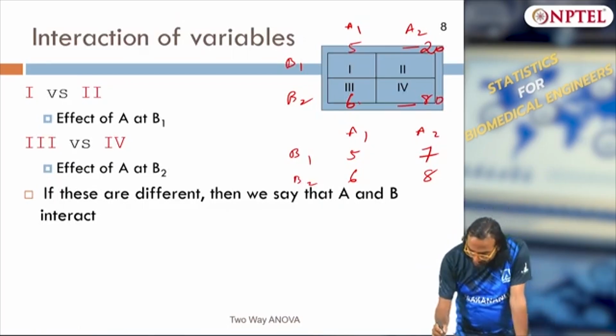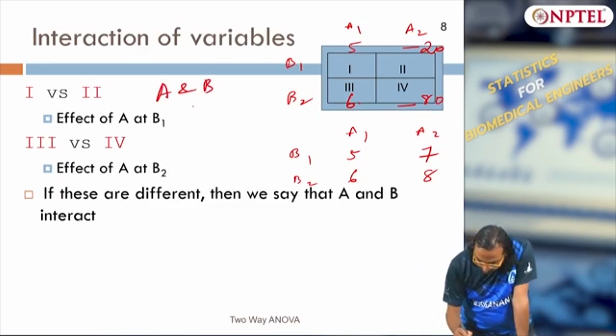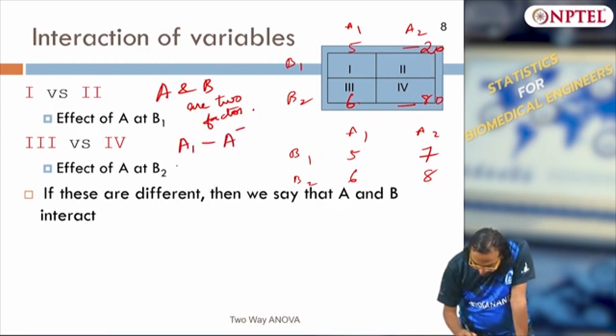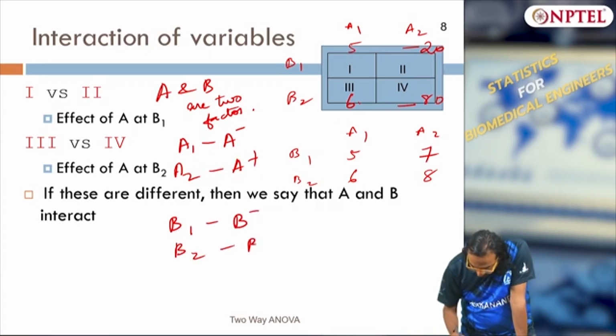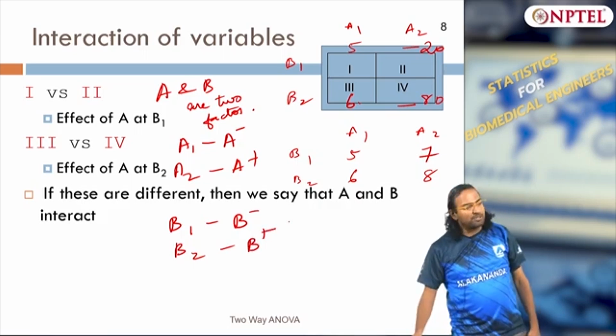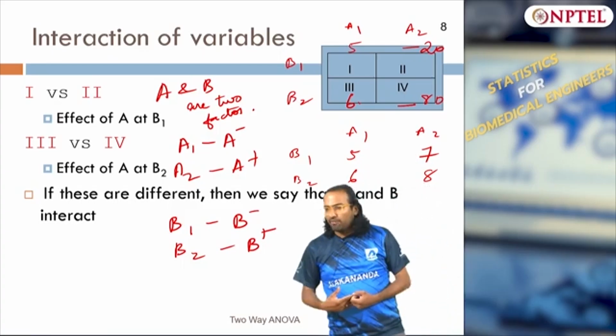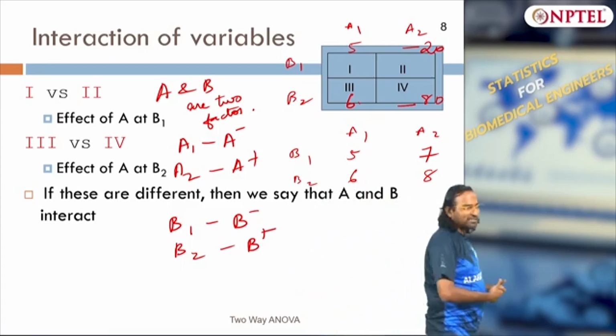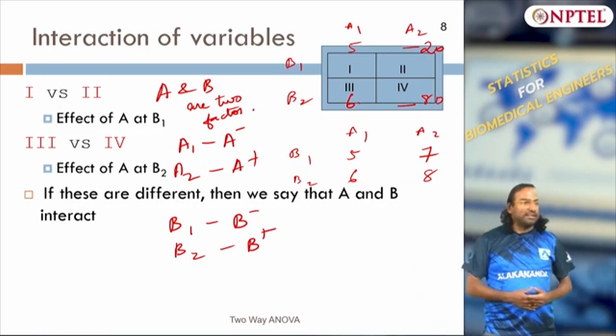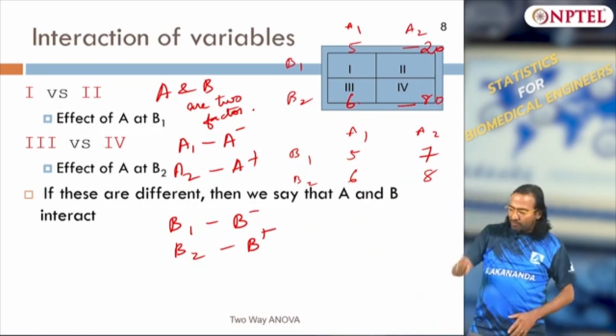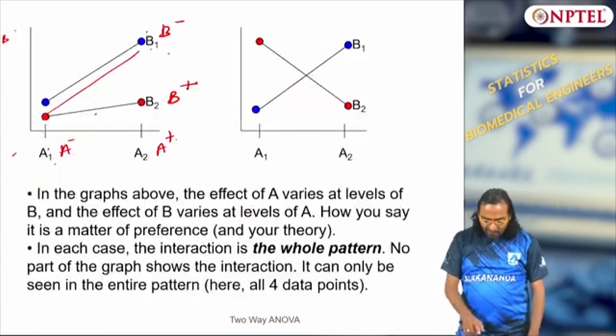The two factors are A and B. A1 is A negative, A2 is A positive, B1 is B negative, B2 is B positive. B positive is B at high level, B negative is B at low level, A negative is A at low level, A positive is A at high level. So there are 4 data points here, right. In this graph, how many data points do you have?